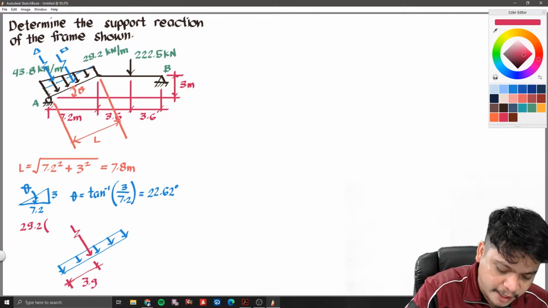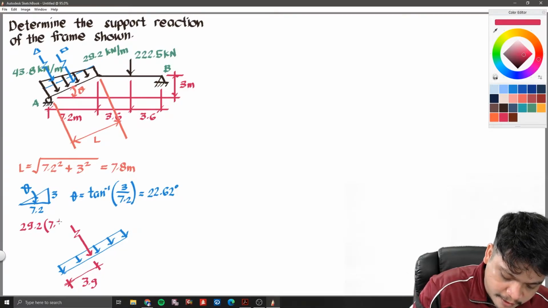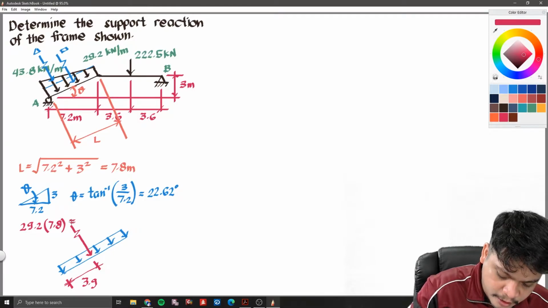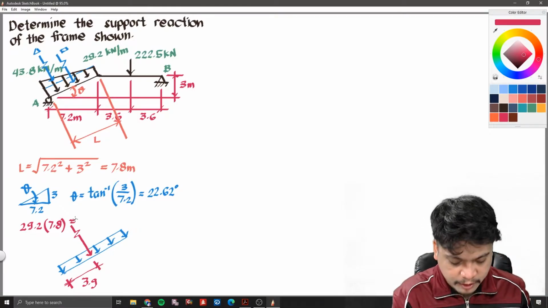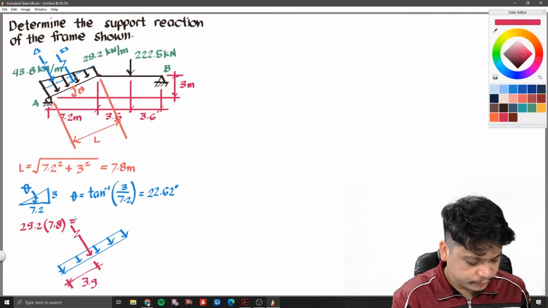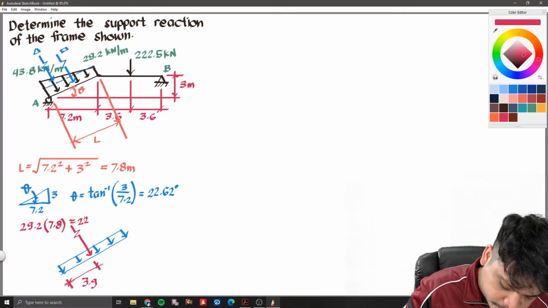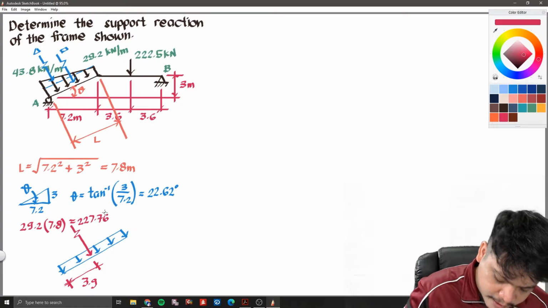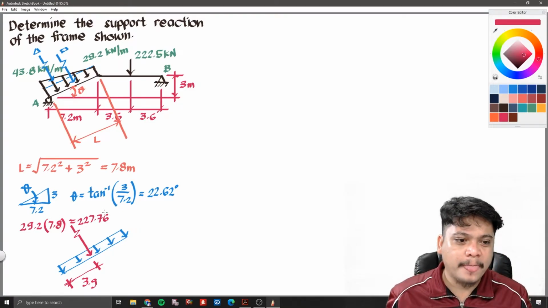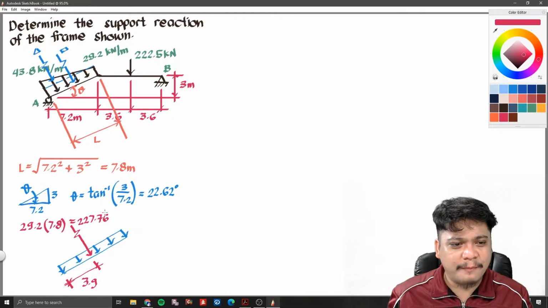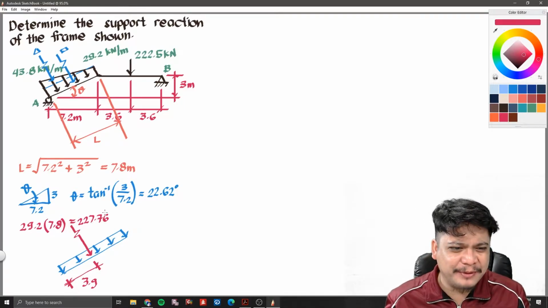Okay, kasi ito yung area ko na to. So this one, ayan, hanggang. So yung L ko is 7.8. Okay, so ito yung value niya, which is equal to, okay, so that's around 227.76. Okay, so pwede mong kunin, ikaw bahala, pwede mong kunin yung angle niyan.